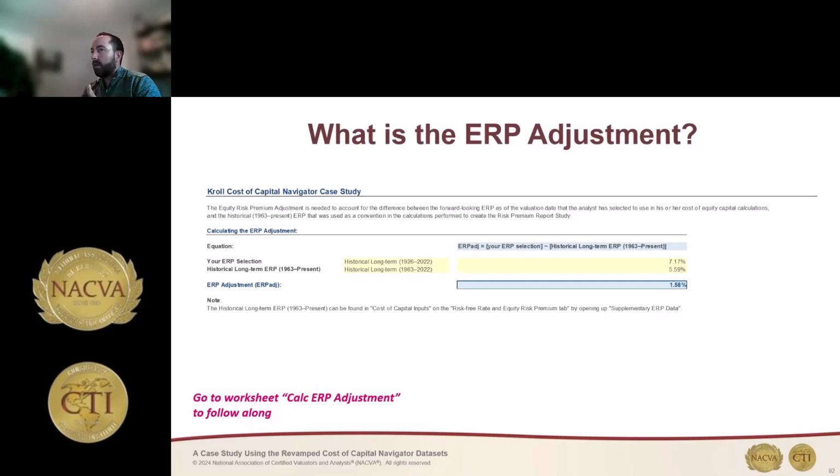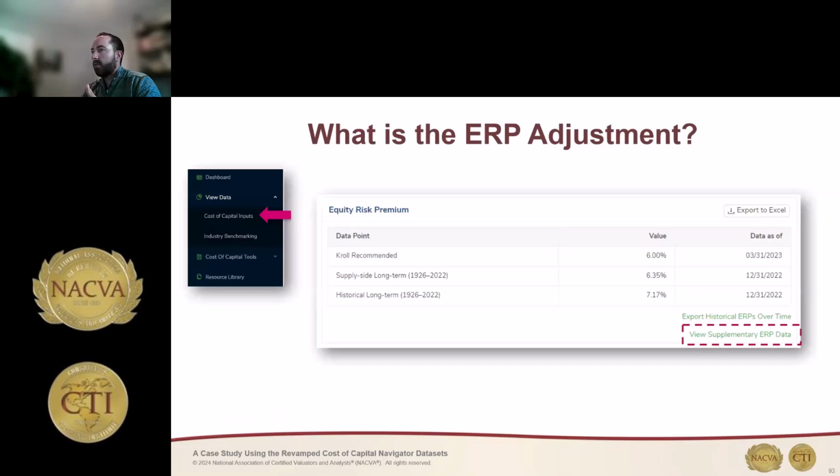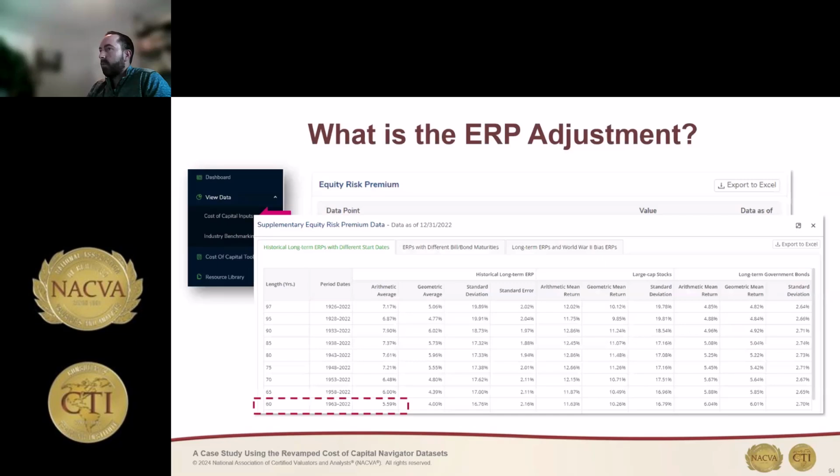So where do we get the 1963 to present ERP? That's in our supplementary ERP data in our cost of capital inputs. What Carla showed previously, it's the table that shows all the different historical long-term ERPs calculated with different start dates. No matter what your valuation date, there's always going to be an option that shows the period of 1963 to present. So you can always calculate that ERP adjustment if you choose to use the risk premium over the risk-free rate, or the build up one method.